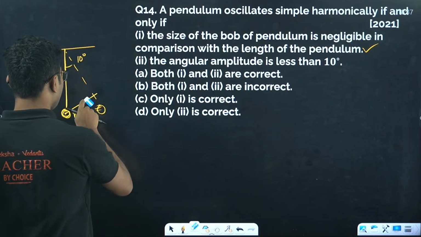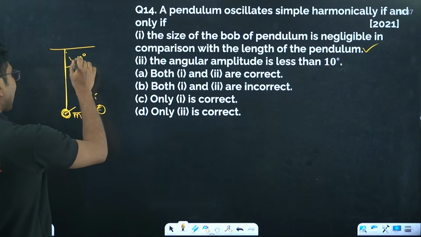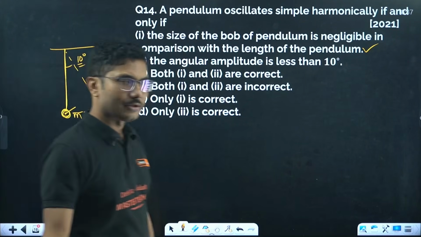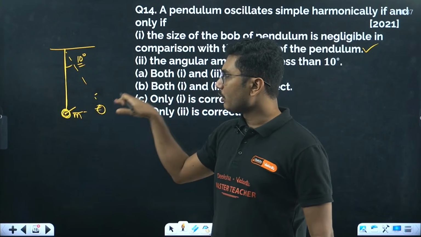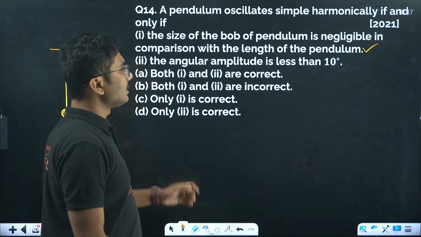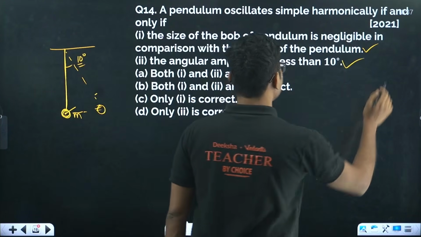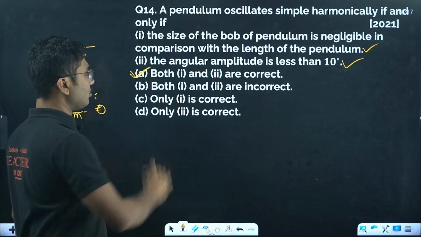So for pendulum motion to be simple harmonic, the angle has to be less than or equal to 10 degrees, so that we can say that this motion is almost a straight line motion. So obviously this is also correct. So both statement 1 and 2 are correct.